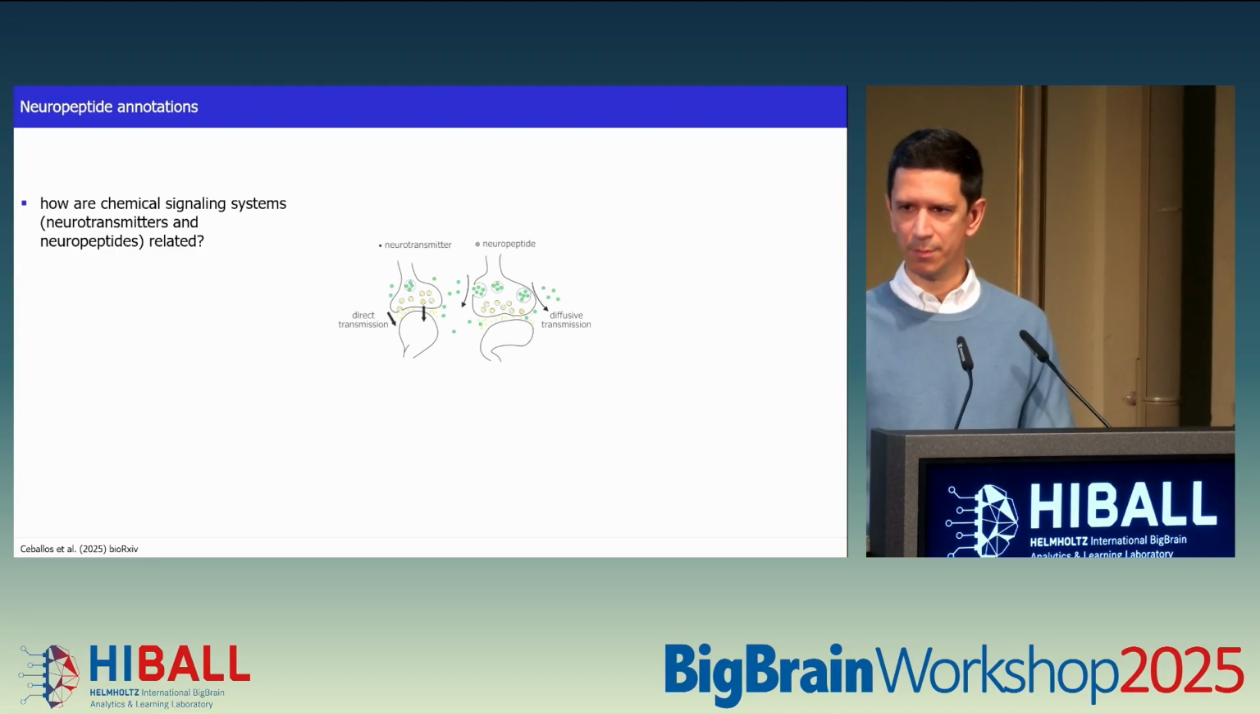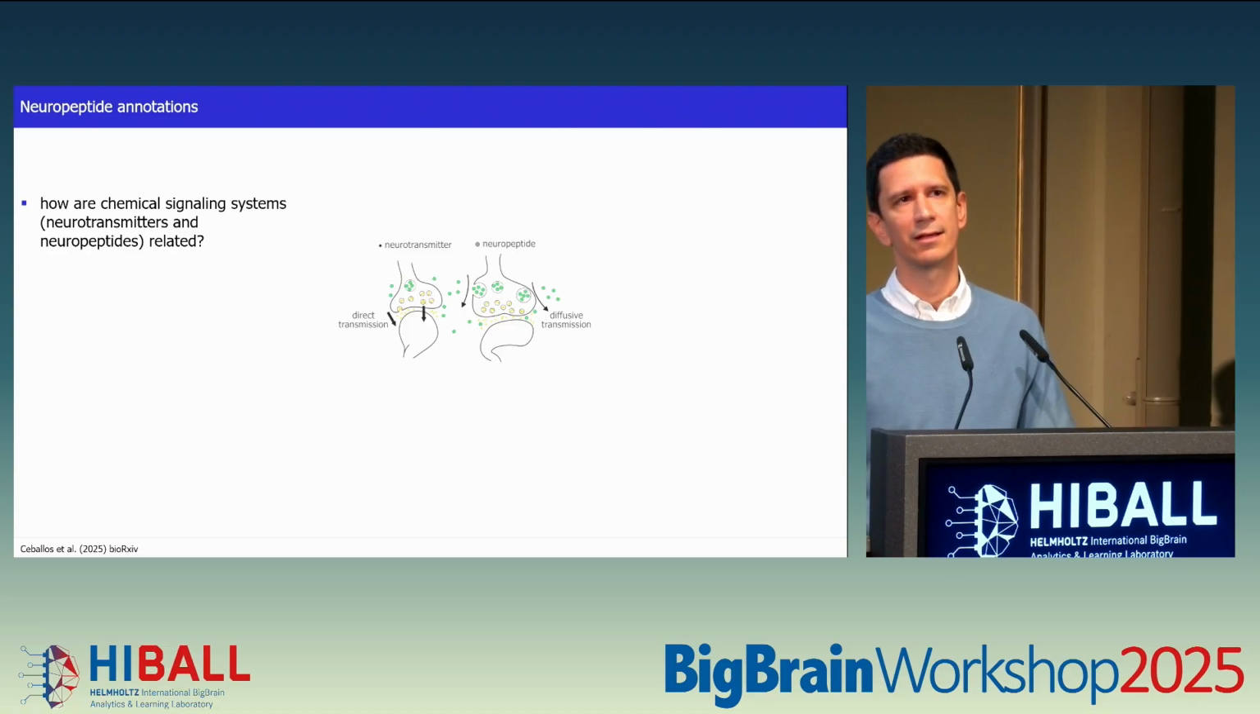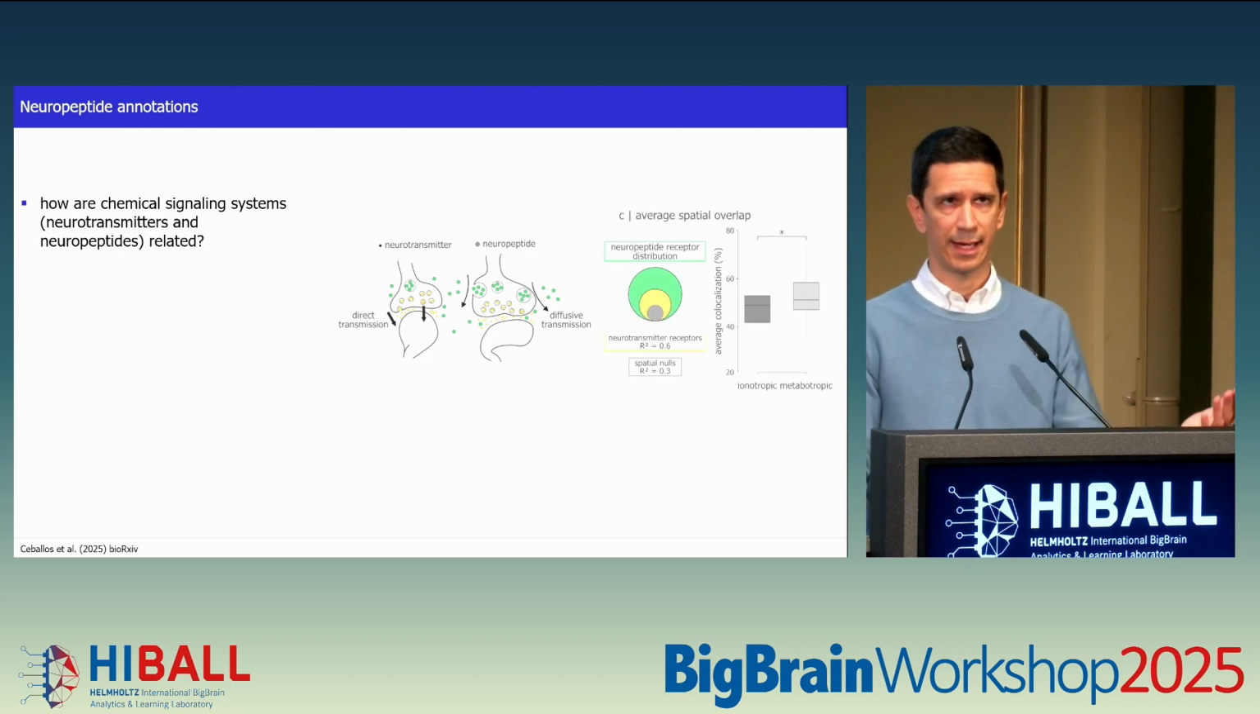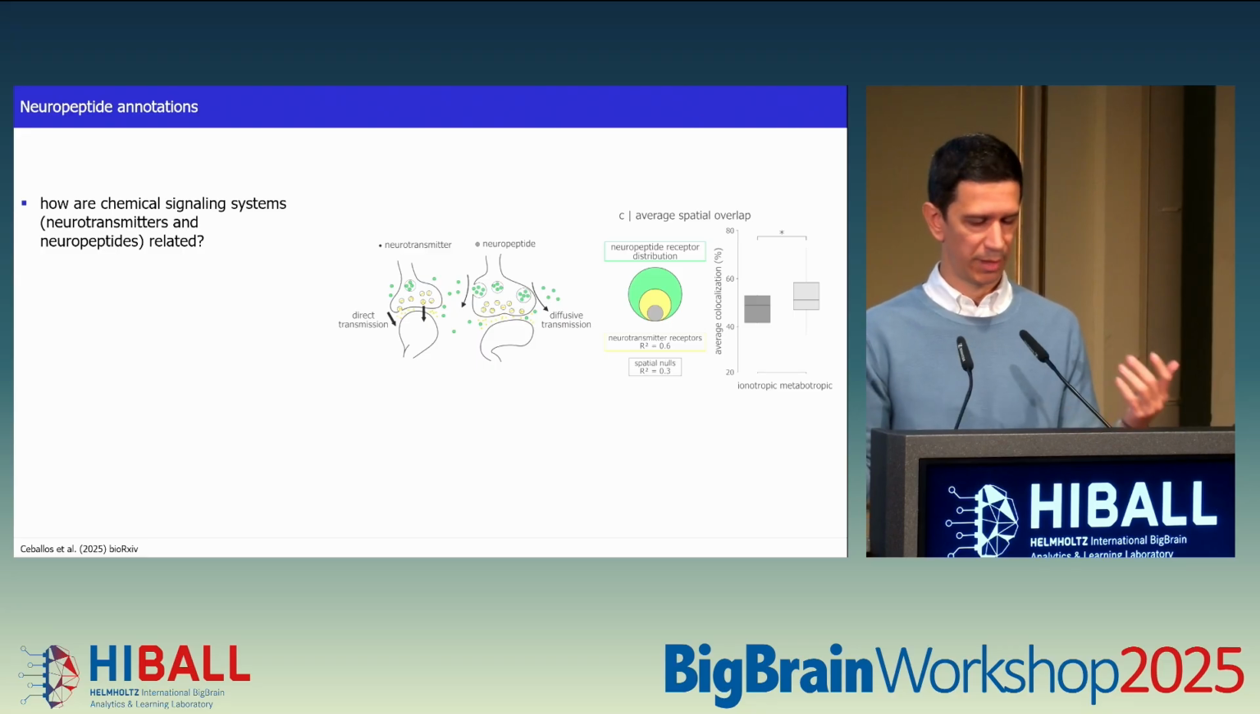As I said, they tend to get released in the same place, and in fact, neuropeptides also work via G-protein coupled receptors. So there's lots of evidence of co-transmission of the two. That's what you can see here, because we have both the neurotransmitter atlas and the neuropeptide atlas. We can actually compare them to one another.